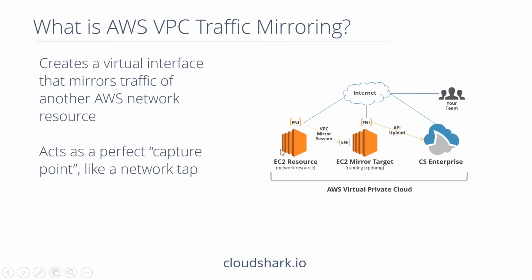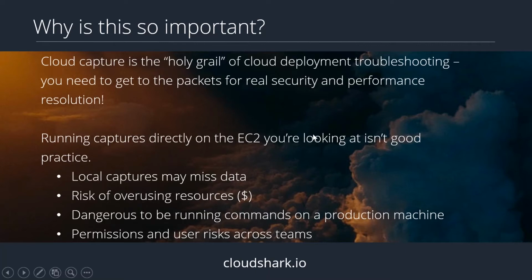You have your main network resource, and then you've set up a mirror target that has VPC mirror session traffic go to it. And then when you're done doing a packet capture with tcpdump or some other application, you can use CloudShark's API upload to send it to a CloudShark Enterprise instance, and then your whole team can look at that. So why is this so important?